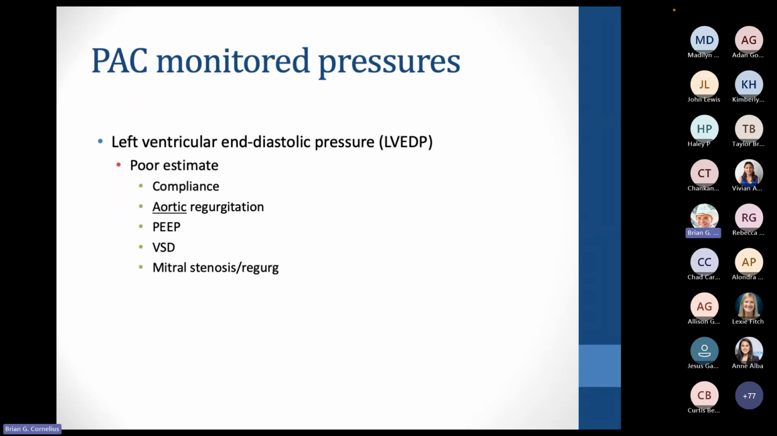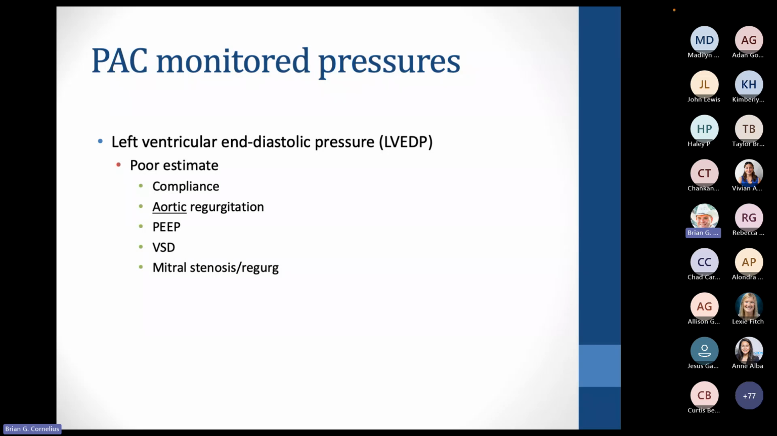So, the numbers we get from the PA catheter: your left ventricular end diastolic pressure provides information, but there are some situations that can really provide a conflicting picture. It doesn't provide a good estimate of compliance. If you have somebody with aortic regurg, it's going to artificially increase your numbers. PEEP may affect things because you're increasing the thoracic pressure, thus increasing the pressure on the heart.